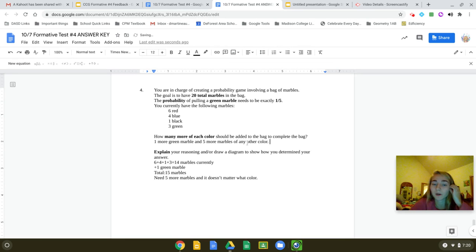Okay, so that's the important part there, it's any other color. But other than that, we know we need 1 more green marble, and then to add up to the 20, we need 5 other ones.